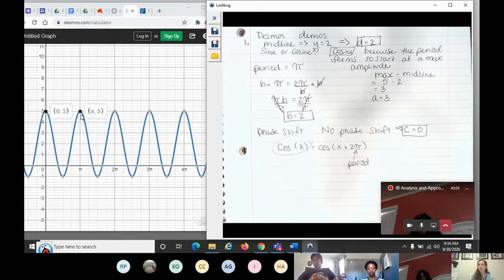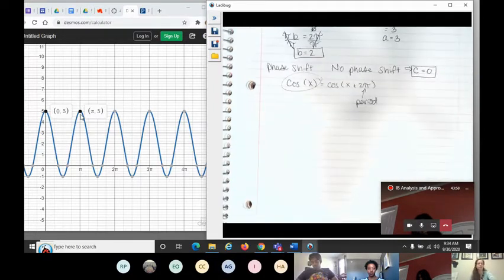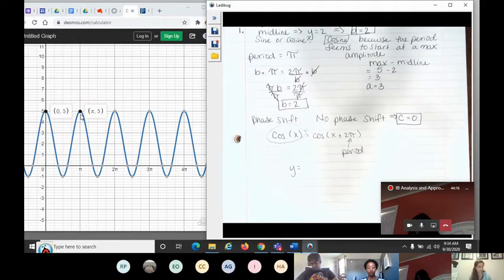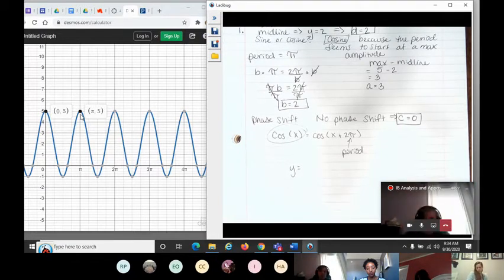Okay, so if we put this all together, let me put all the popsicle sticks back in the cup, and then we'll have one of you guys put this all together. Alston, can you put this all together for me? What's my final function? Alston? I'm working on it. Okay, so what are we going to start with? Which of our values? I'm writing it down.